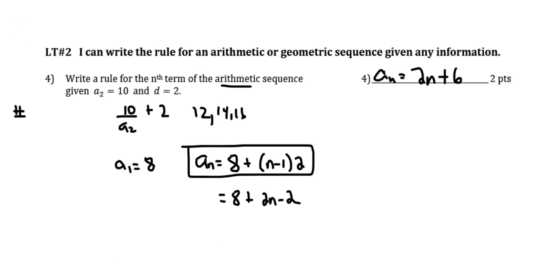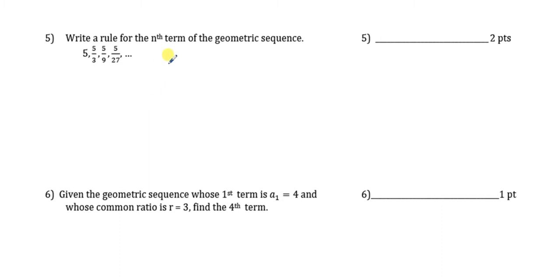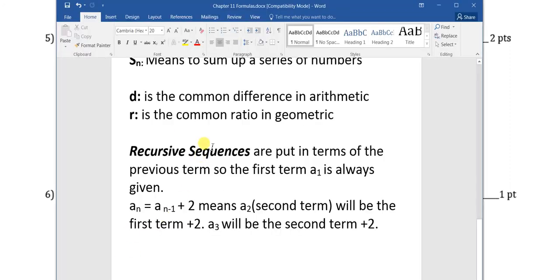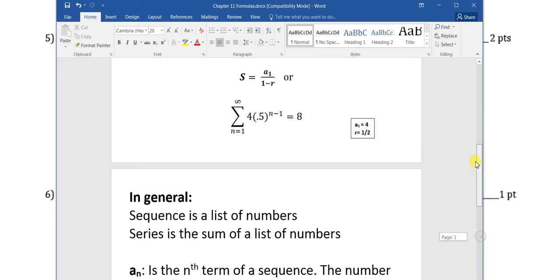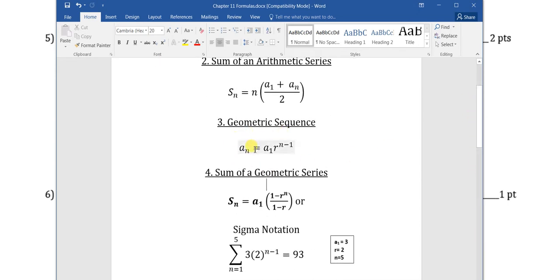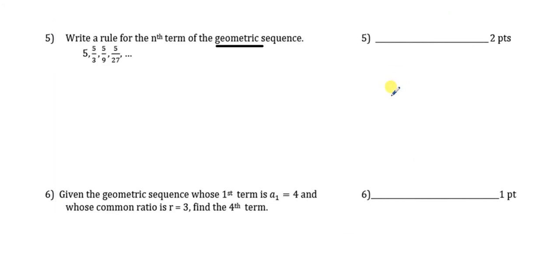All right, number 5, write a rule for the geometric sequence. I switched this problem around as well, so I had it worked out. This is a geometric sequence, so that's going to be formula number 3 on my formula sheet: a1 times r to the n minus 1 power. And the trick is to find r in this.